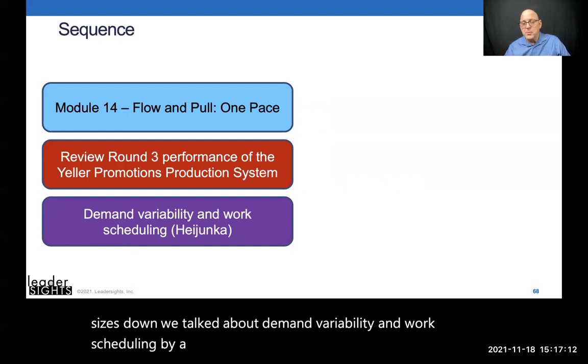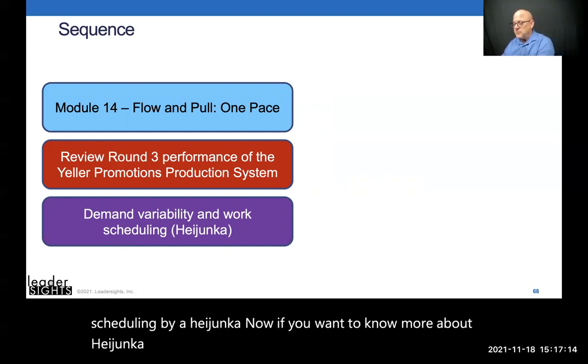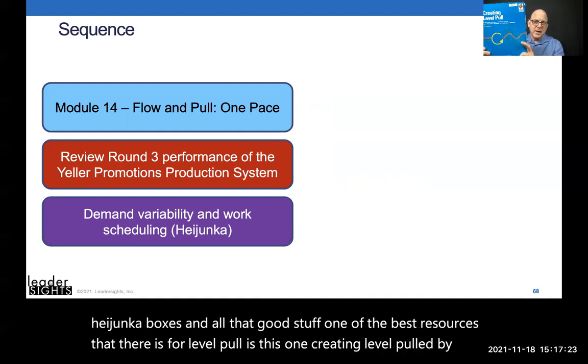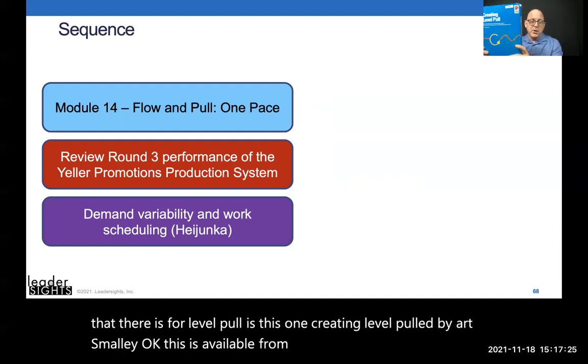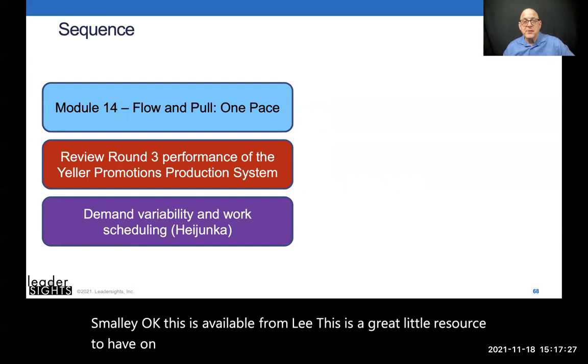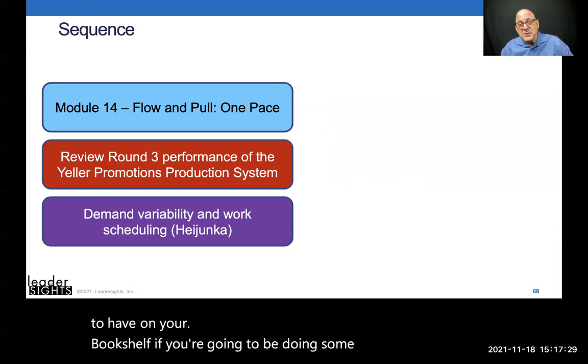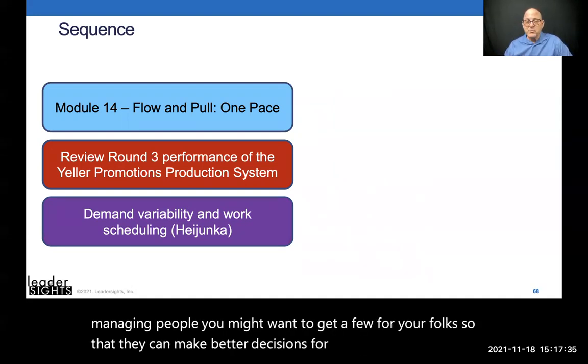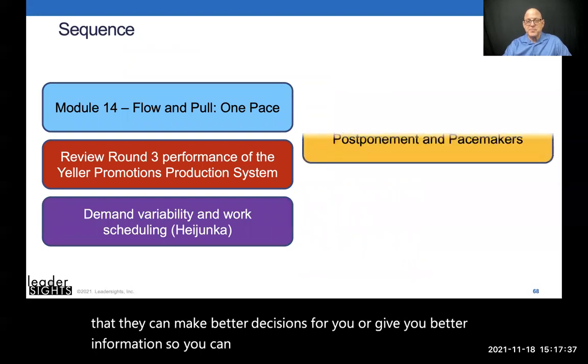Now, if you want to know more about Heijunka boxes and all that good stuff, one of the best resources that there is for level pull is this one, Creating Level Pull by Art Smalley. Okay, this is available from LEI. This is a great little resource to have on your bookshelf if you're going to be doing some of this. Or if you're managing people, you might want to get a few for your folks so that they can make better decisions for you or give you better information so you can make better decisions.